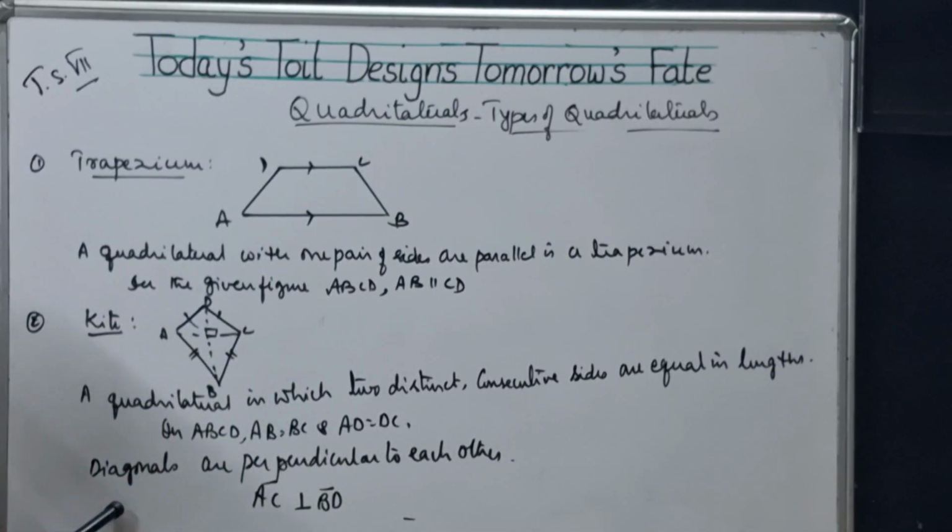And another property here is that diagonals are perpendicular to each other. So AC is one diagonal, BD is one diagonal. They are perpendicular. Here they meet each other at 90 degrees. So these are the two properties of the two different types of quadrilateral, children. Please note it down.